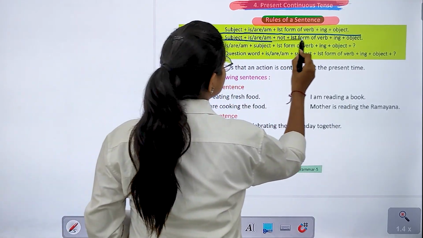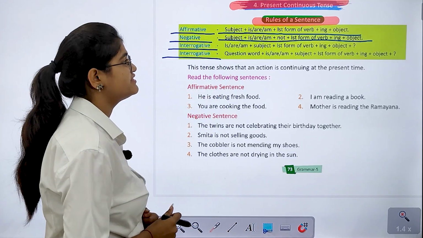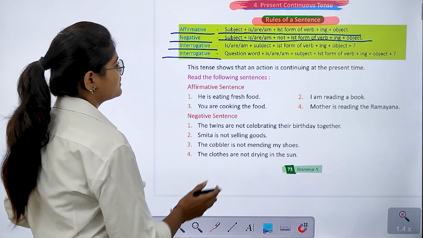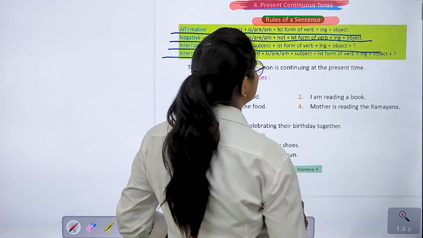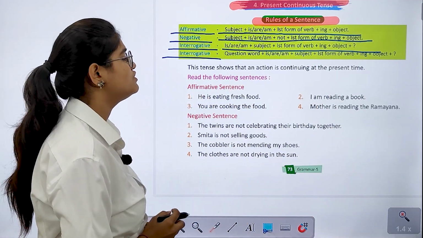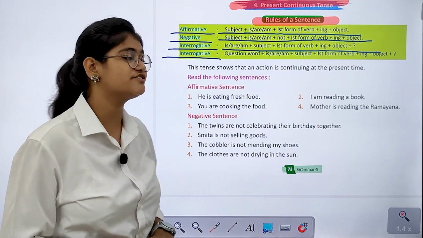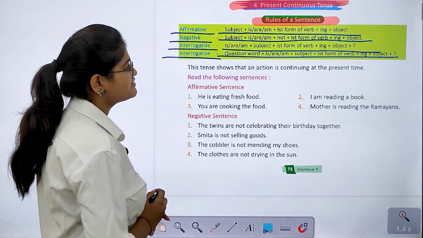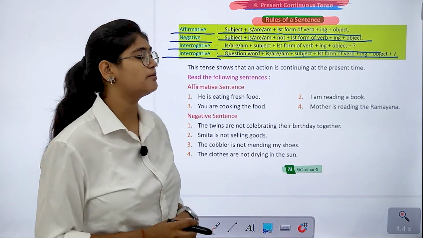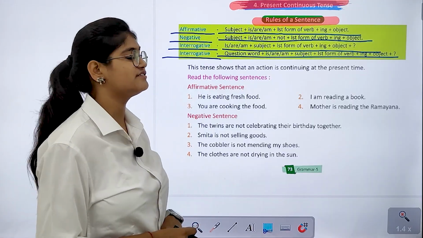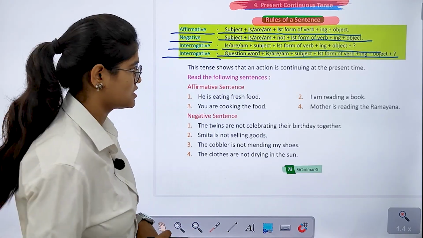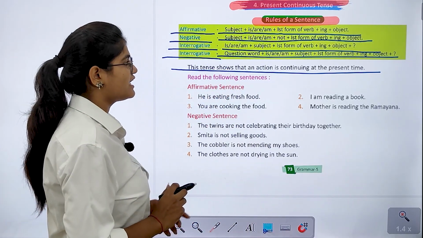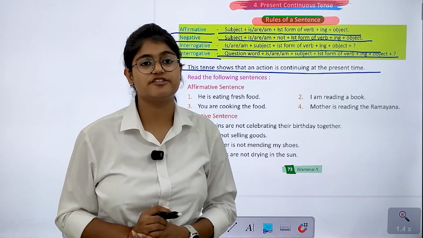In the negative, the situation is already going to be same, just we are going to add not to the sentence. After that is Mr plus subject plus first form of the verb plus ing plus object. After that, question words plus is Mr plus subject plus first form of the verb plus ing plus object. Right? So this tense shows that an action is continuing at the present time.